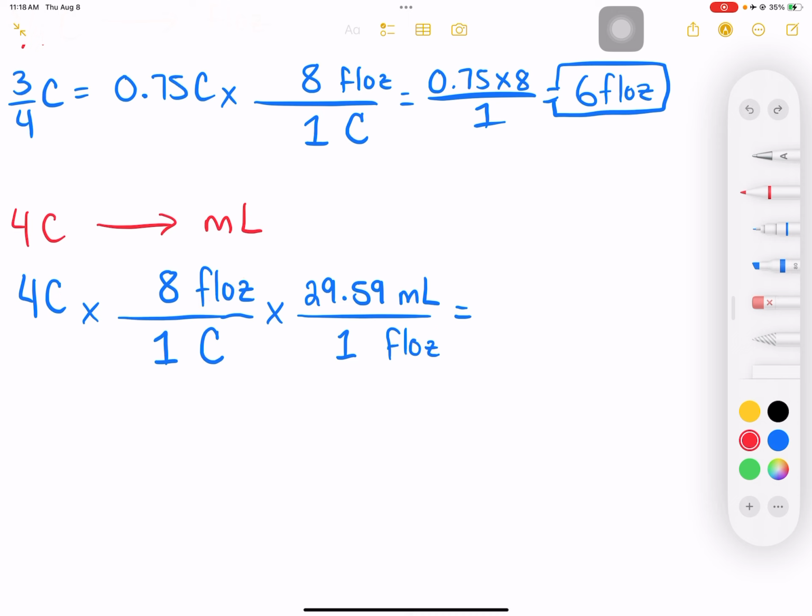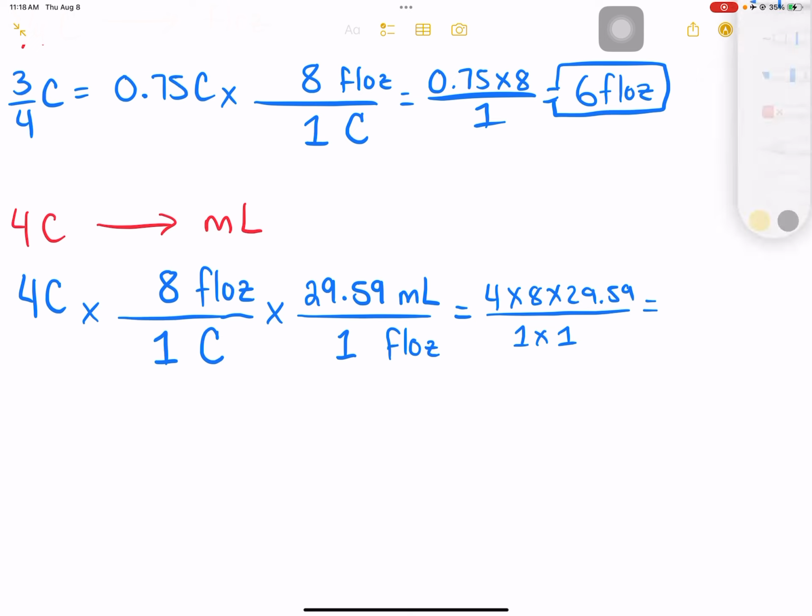Okay, so let's go ahead and do the math. Multiply all the tops: 4 times 8 times 29.59, divided by 1 divided by 1. Let's do this on the calculator. 4 times 8 times 29.59, all divided by 1 equals 946.88 milliliters, and this is my equivalent for 4 cups.